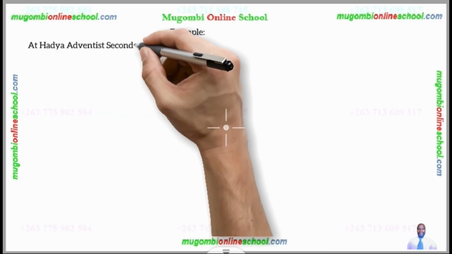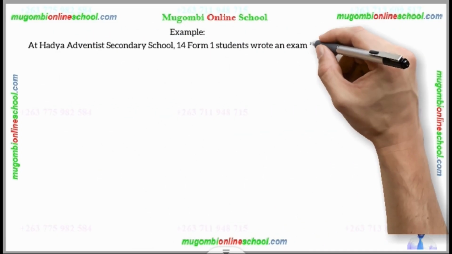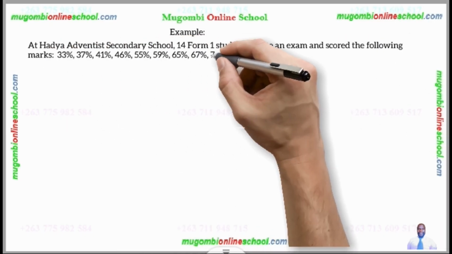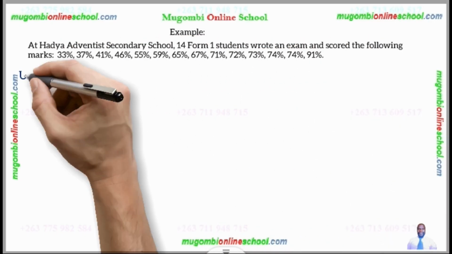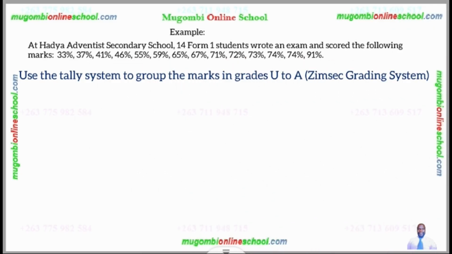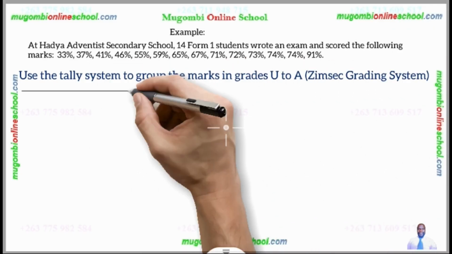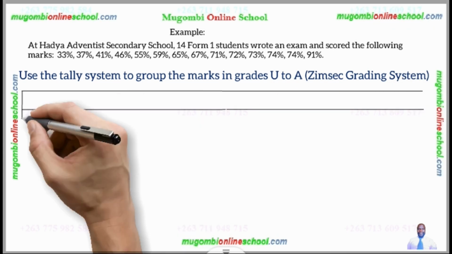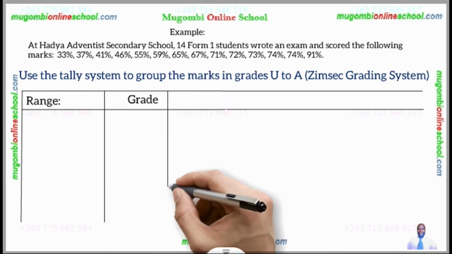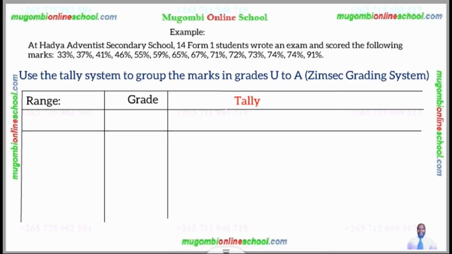So, for example, at Hajra Adventist Secondary School, 14 Form 1 students wrote an exam and scored the following marks. So these are the marks which they scored, and we use the tally system to group the marks in grades U to A. That is the Zim's grading system. The grading system which we are going to use is as follows: range and grade.